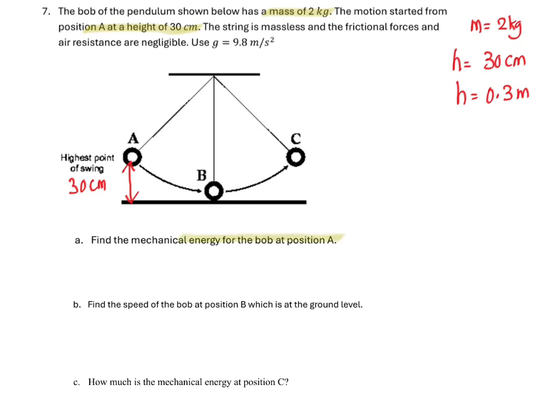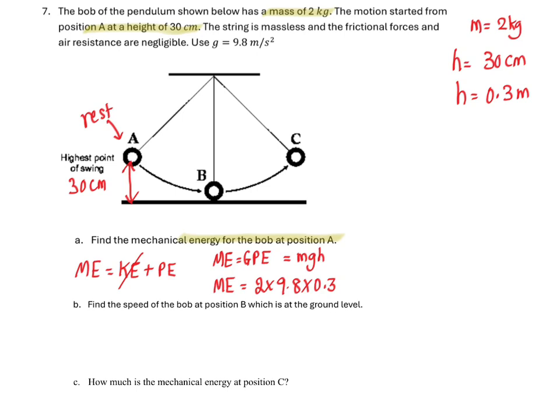The first part is asking us to find the mechanical energy of the bob at point A. So at point A, to find the mechanical energy, we'll write the formula KE plus PE. Because at point A, the bob was at rest, kinetic energy will cancel out and mechanical energy will be equal to potential energy. That potential energy will be gravitational potential energy, which we can write with the formula mgh. We have the mass, the g, and the height. We can multiply it. We get the answer as 5.88 joules.